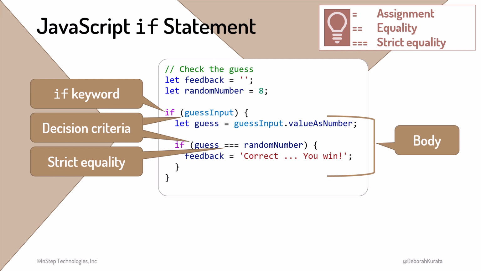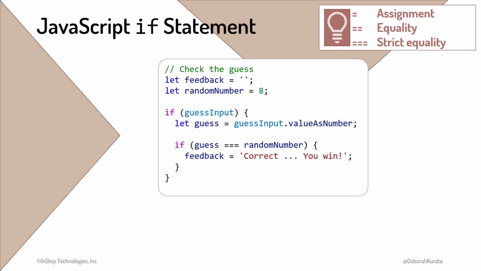The if block body is enclosed in curly braces. This is the body for our outer if statement. Inside the curly braces is one or more statements. These statements will run if the decision criteria included in the parentheses is true. If there is a guess entered, we get the guess value as a number. And if that number is strictly equal to the random number, we set the feedback variable to correct, you win.